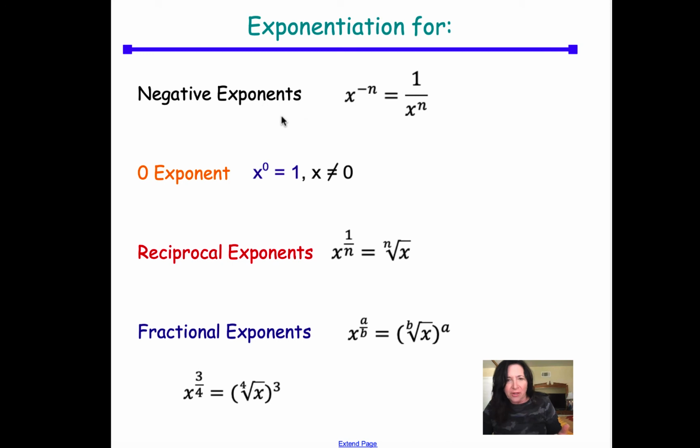So exponentiation, these are like the rules of exponentiation. So negative exponents. The rules are x to the negative n power, that's 1 over x to the n, okay?